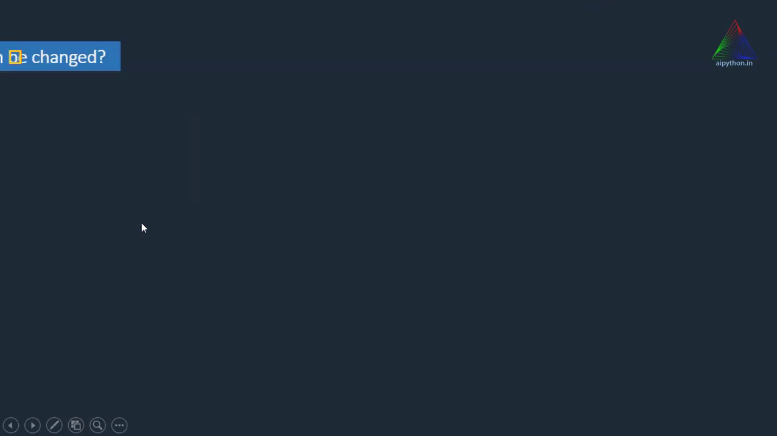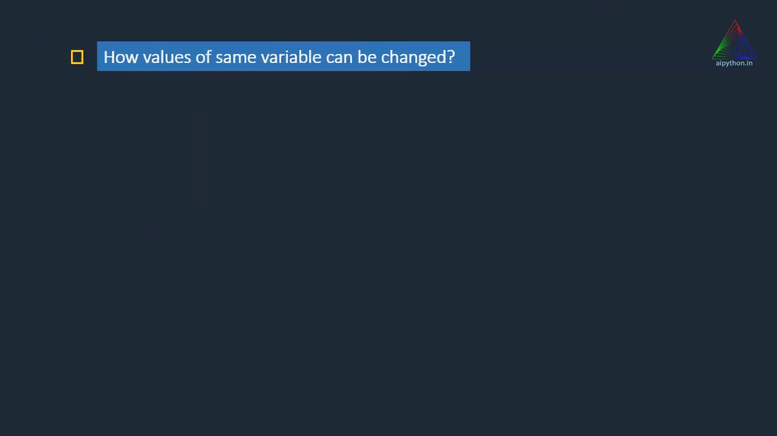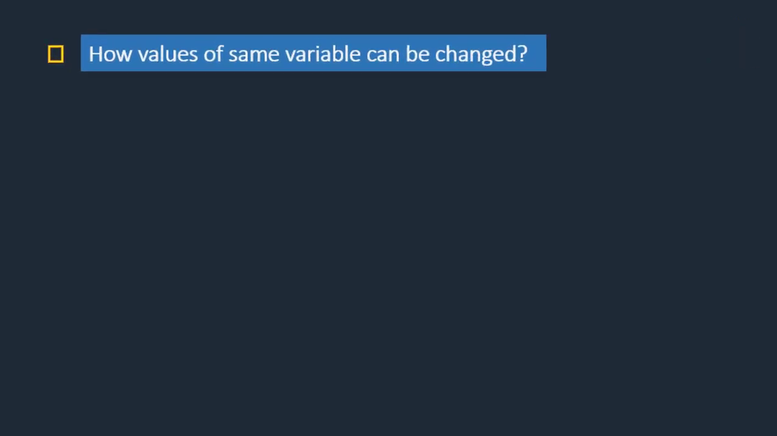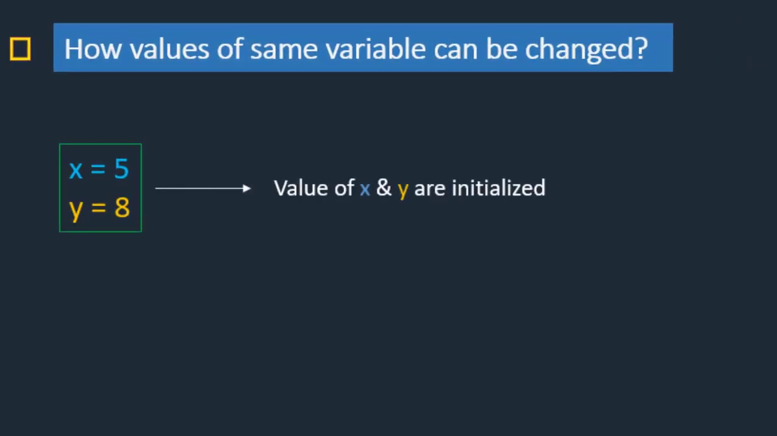So now moving ahead, how can the values of the same variable be changed? We have seen in the last example also that if a different value is assigned to the same variable, the variable gets updated. We will see through an example. So we have initialized x and y with 5 and 8. Initialized means the initial value when the program starts: x will hold a value of 5 and y will hold a value of 8. We'll go through certain scenarios and see how the values are getting updated.